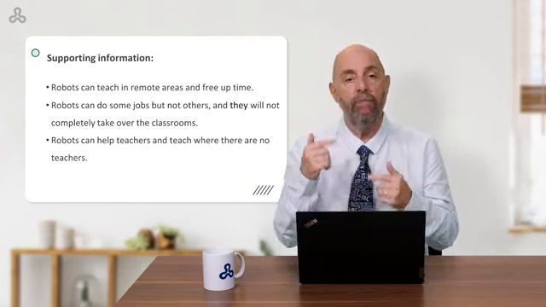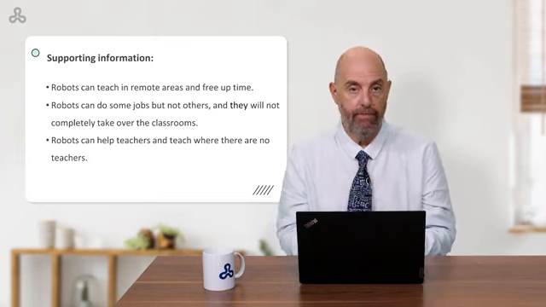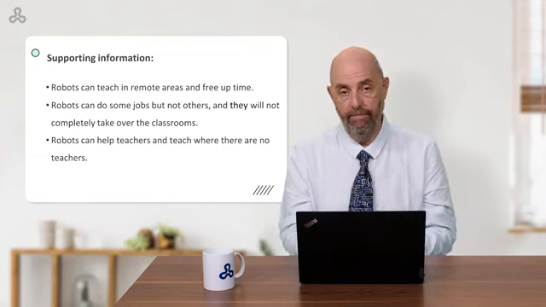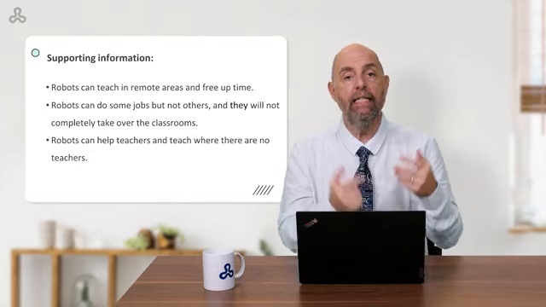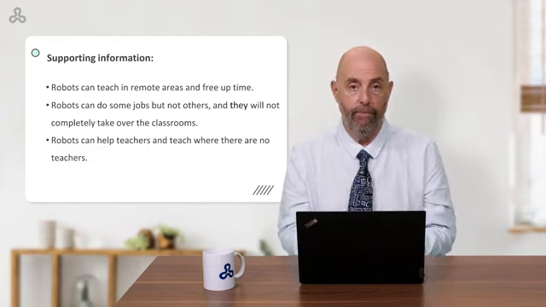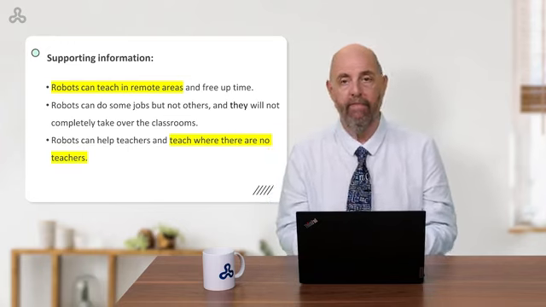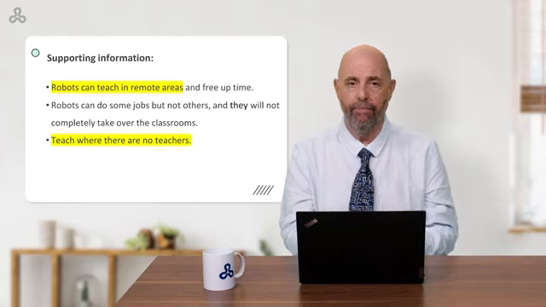You'll notice that a very similar idea is in our third note. Robots can teach where there are no teachers. In our summary, we only need to say this idea once. Also, the third note contains a repetition of the main idea, which we do not need to include in the supporting information. Also, the first note in the supporting information has another idea.